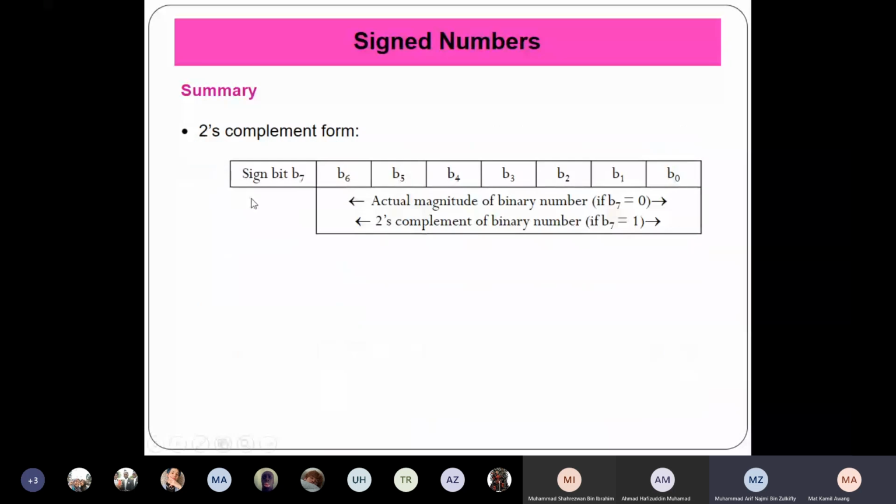If it's a two's complement, the sign bit is 0, then this is the actual. If 1, then this is the two's complement. Right? Clear? Just look at the sign bit. If it's 0, then it's actual. If it's 1, then it's either in two's complement or one's complement, depending on what the question tells you.